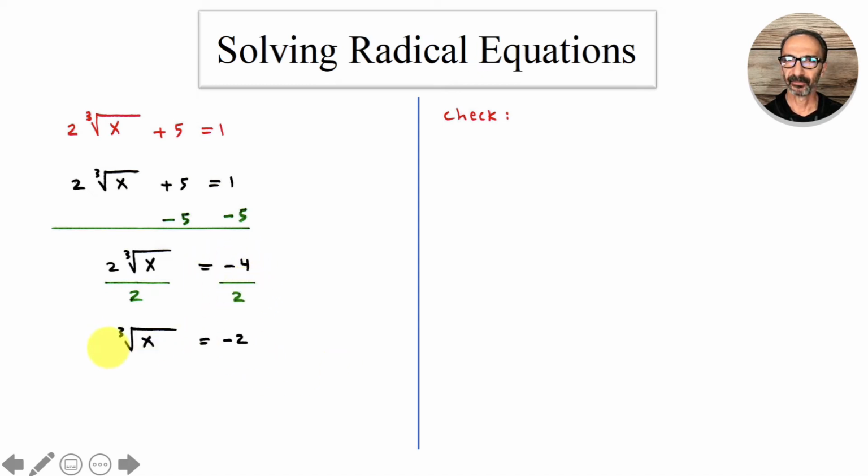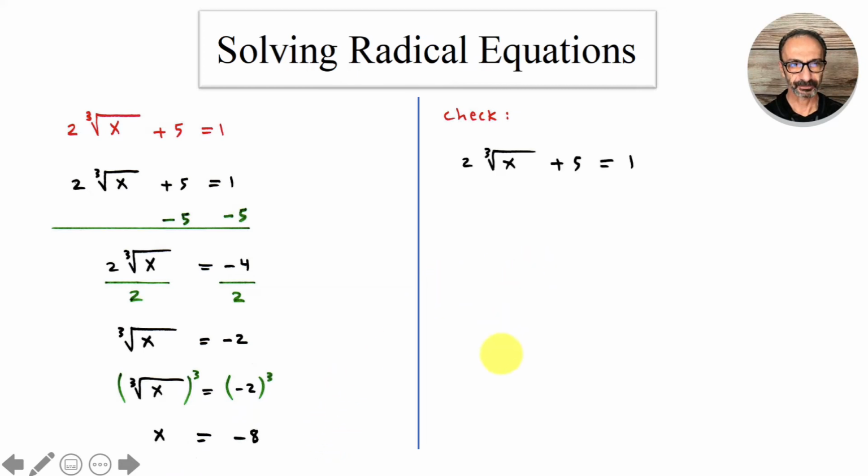Now we're ready. We're going to cube both sides. And negative 2 to the third is negative 8. And the 3 with the power 3 with the cubic root will cancel. So I get x equals negative 8.